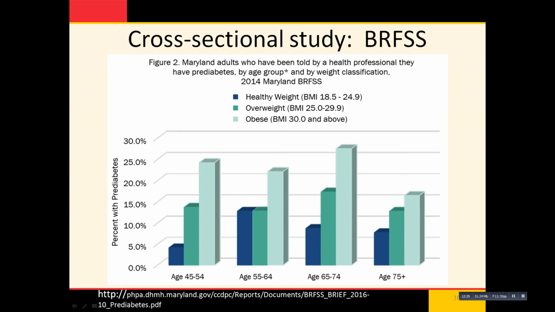So you can see here the raw numbers as you go within each age group. As you go from healthy weight to obese, there is a higher percentage of patients who have been told they have prediabetes. The challenge with this data is that you don't know, did the prediabetes come first and then they gained weight, or did they gain weight and then get the diabetes? So again, the challenge with a cross-sectional study is we don't know which one came first.